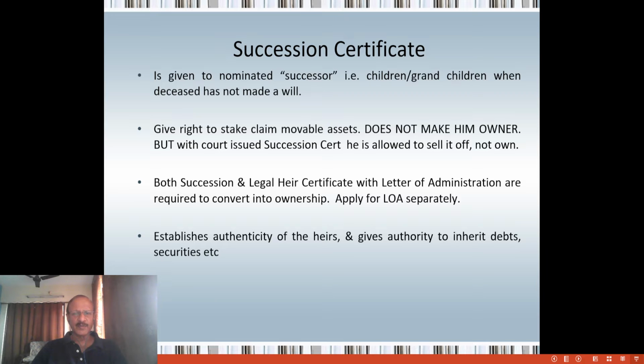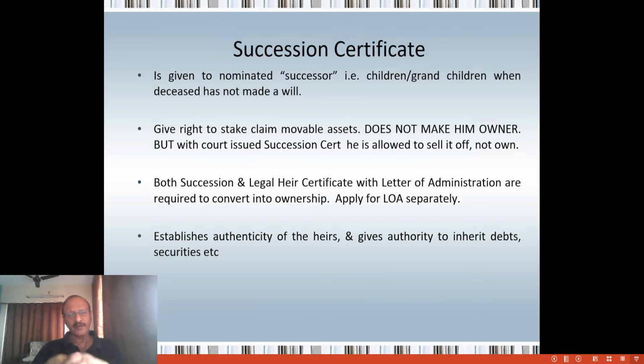Legal heir certificates can be used for transfer of entitlements and benefits, for example bank interest, or you can use it for any financial transactions like demat, provident fund, pension, or some FDs. So those things you can do. You can take it and change it, etc. It also allows you to transfer the vehicle. That's another point. While succession certificate is required to acquire the debts and securities which are movable assets.